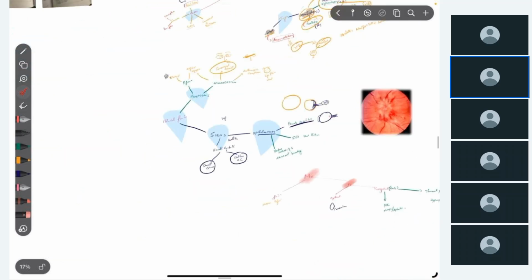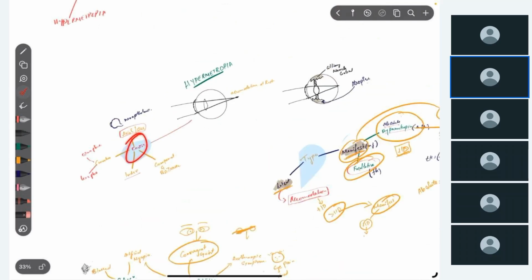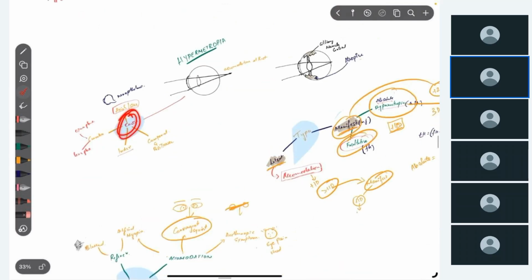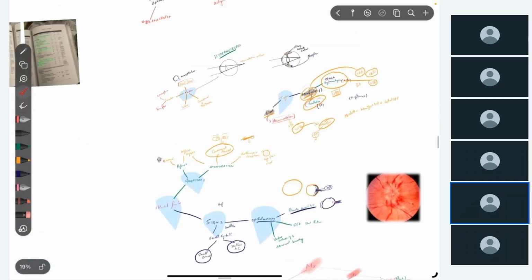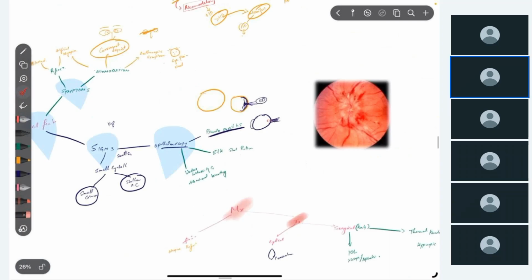Management, till here, did you understand? These are the causes, the pathology, how it is occurring, and then the types, and then the clinical features. Pseudopapillitis. Okay.